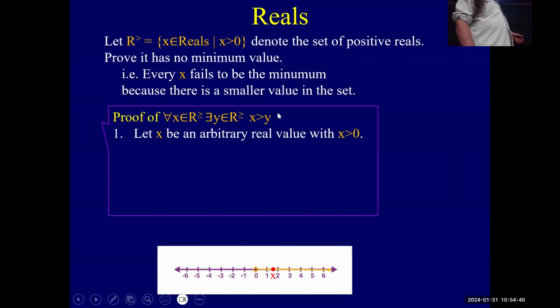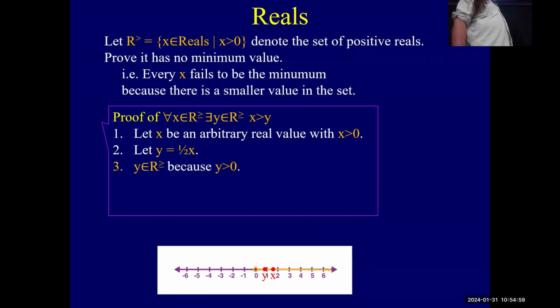Now, what do I have to do next? I have to come up with a y. What should my y be? Half of it. Here, proof by picture. There's my x, there's my y, which is half of it. And then I think about it. Well, it's in the set because it's still bigger than 0, and it's smaller than x. So we're done. Everybody good with that?